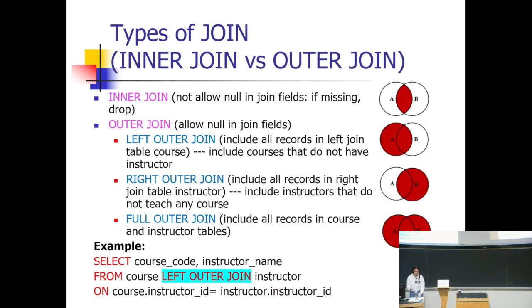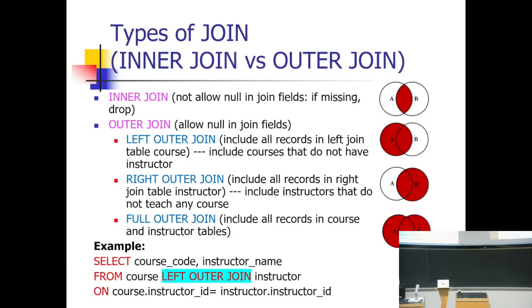Now the inner join, or just the normal joins that we've used so far, will only return this one. So we only return course code and instructor name, right? It only returns this value. This is inner. This is outer. So is this clear? Now these are the types of joins that we mentioned.